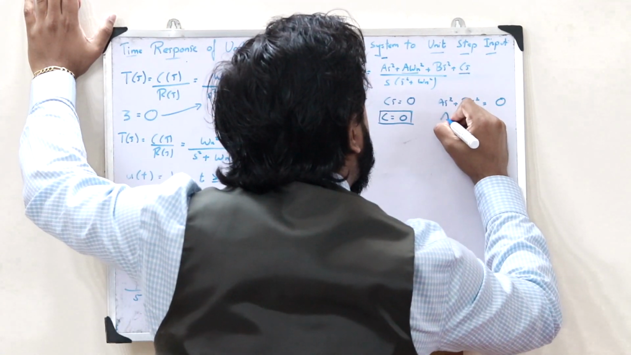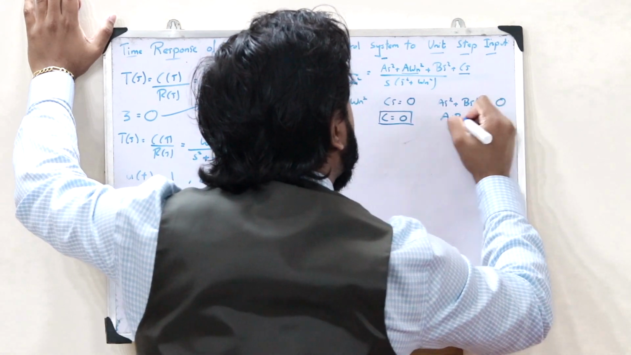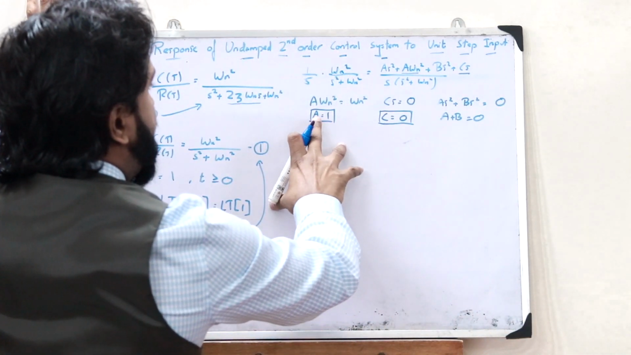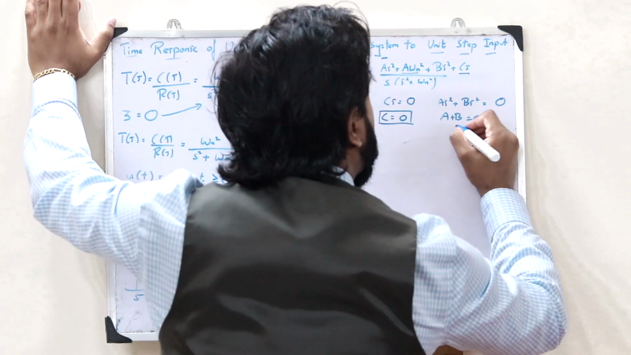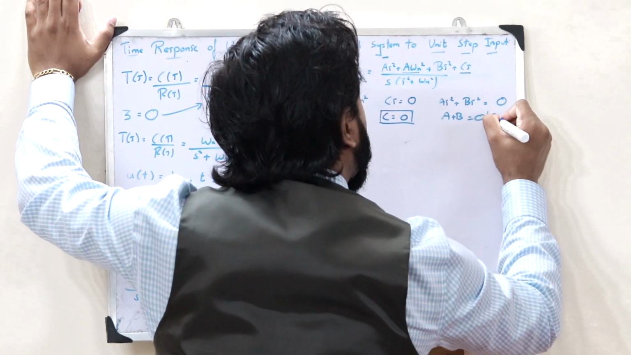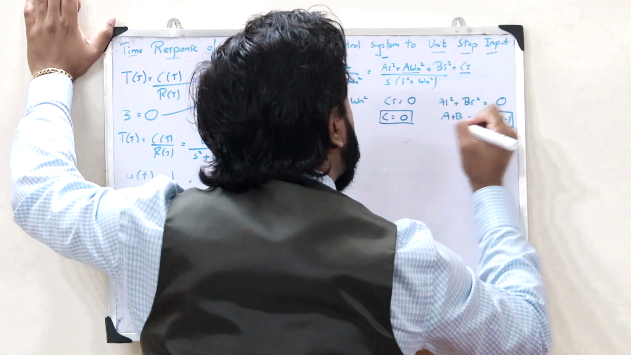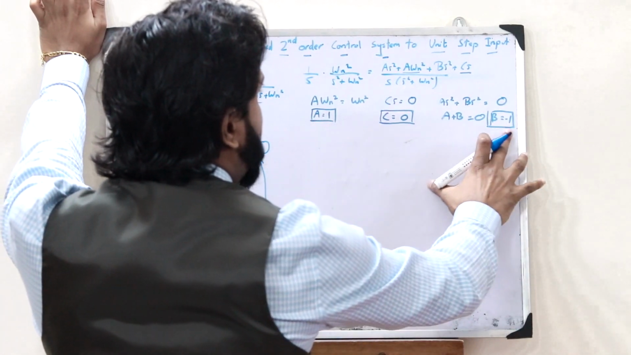So therefore we get A plus B is equal to 0. But the value of A is obtained as 1. So therefore the value of B becomes minus 1. So therefore now we have the value of A, B and C.